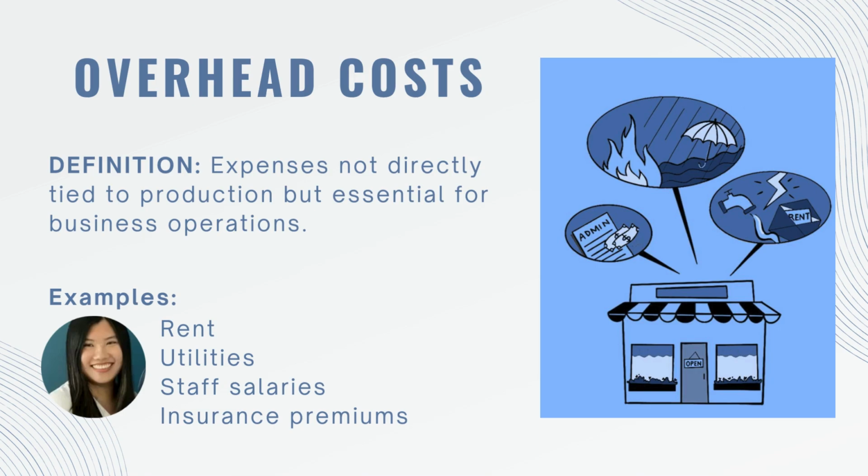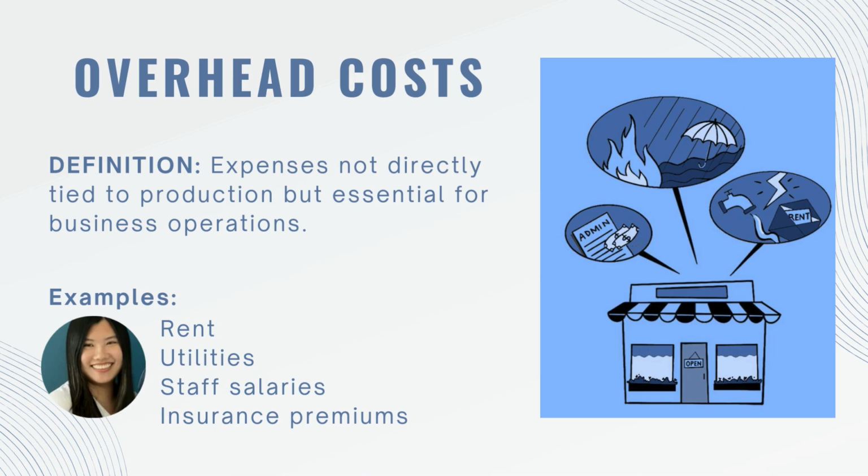What are overhead costs? The definition of overhead costs is expenses not directly tied to production, but essential for business operations. To give examples, we have rent, that is the cost of occupying the physical space where the business operates. Next, we have utilities, essential services like electricity, water, and gas, and also internet that keeps the business running.